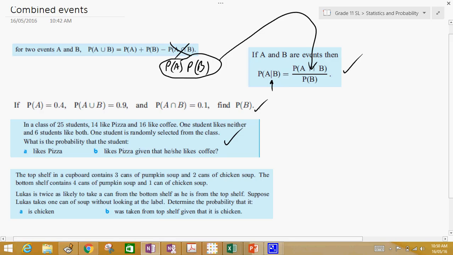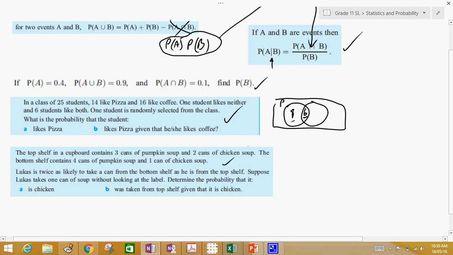A class of 25 students, 14 like pizza, 16 like coffee. And this is a Venn diagram question. Now remember, whenever you're doing a Venn diagram question, always start in the middle. So 6 students like both, put a 6 here. 14 like pizza, and therefore there's 8 if this is your pizza, because we've already dealt with the 6, so there's only 8 more.